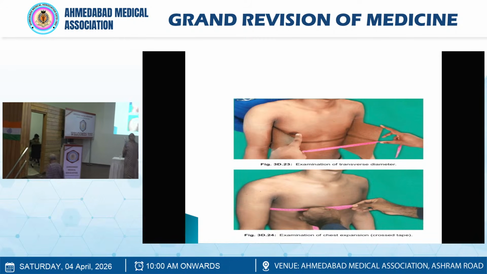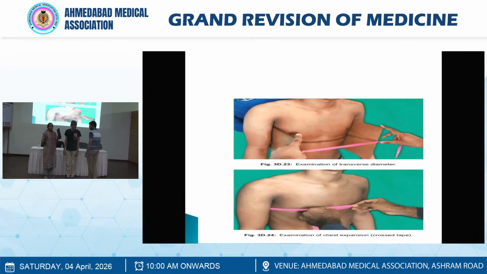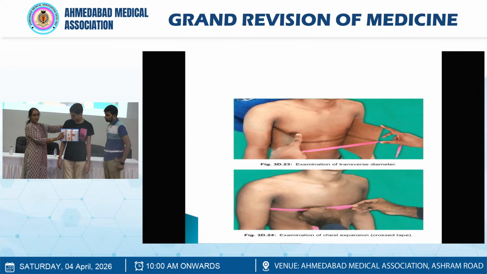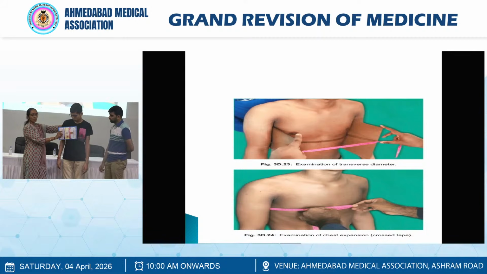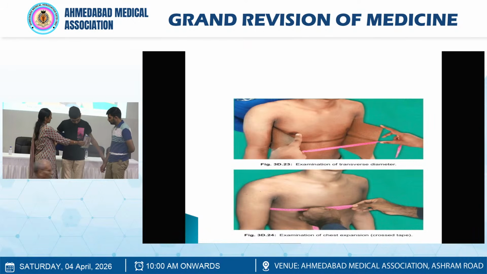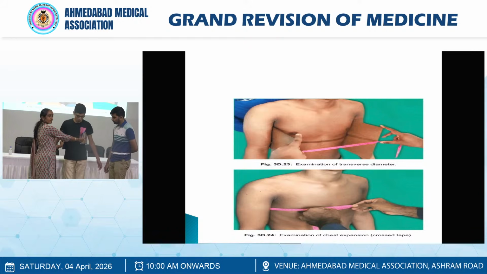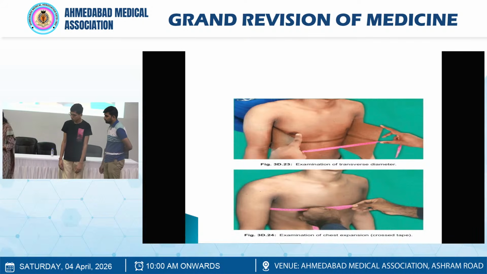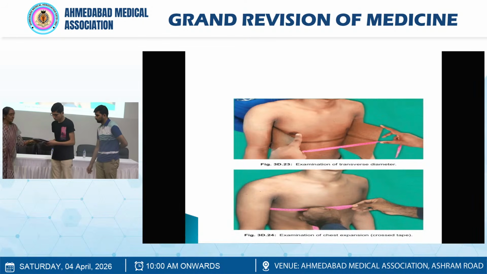You have to take two cartoons, okay? For the AP diameter, you have to place two cartoons here. And for the transverse diameter, you have to put the cartoon like this and measure the distance, okay? So AP and transverse diameter should be taken like this.